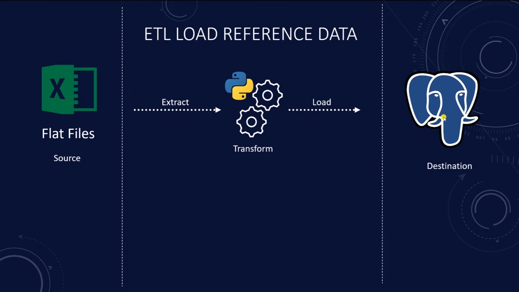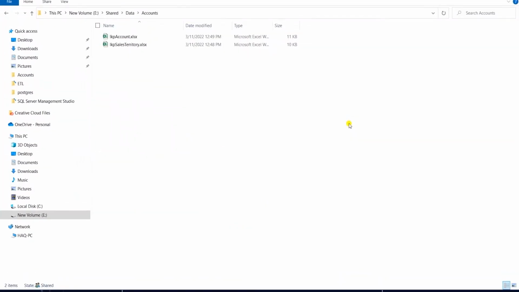The goal is to read data from a network share and then load it in a database, so the reference data is available for reporting. I have two Excel files in a shared folder. These files contain account and territory mapping. We have an accounts table in the database, but it doesn't include the level of details required for the reporting.